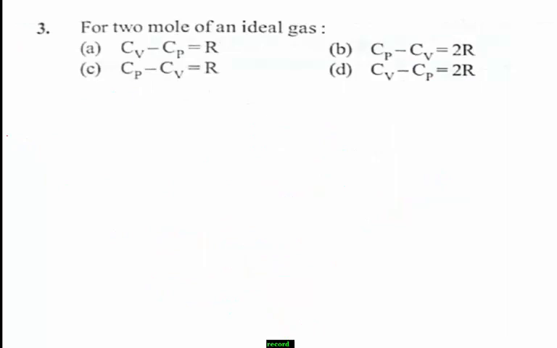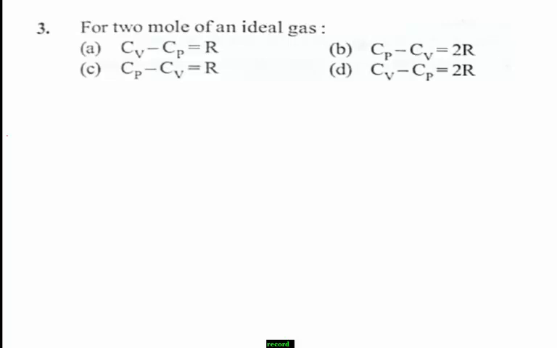Next, question number 3. For 2 mole of an ideal gas, option A Cv minus Cp equal to R, option B Cp minus Cv equal to 2R, option C Cp minus Cv equal to R, option D Cv minus Cp equal to R. Which one is the right answer?